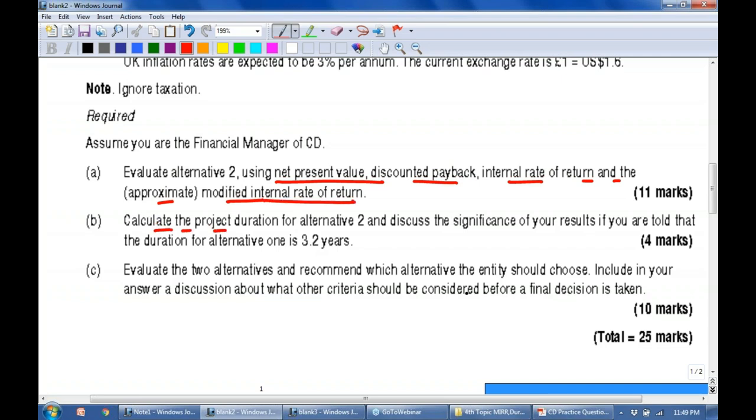B. Calculate the project duration for alternative 2 and discuss the significance of your result if you are told that the duration for the alternative is 3.2 years. Evaluate the two alternatives and recommend which alternative the entity should choose, including discussion about what other criteria should be considered before a final decision is taken. These are three parts related to this question. Okay, now start.